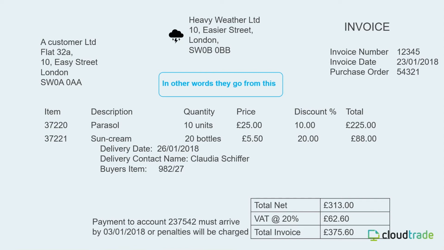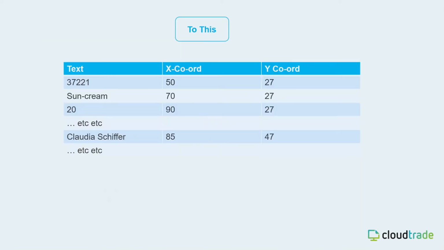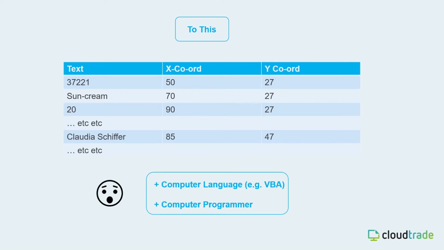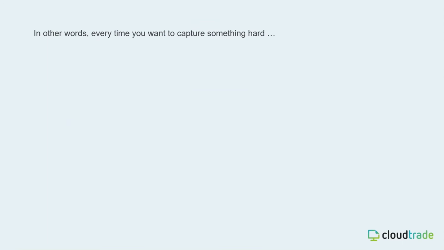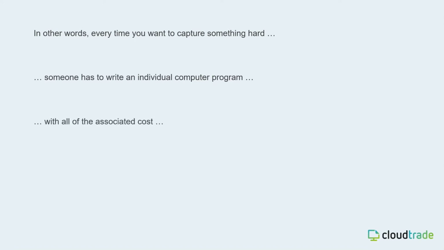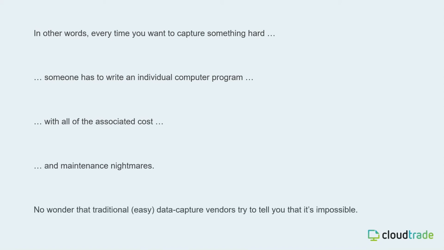into a collection of data and coordinates, and just let a computer programmer using something like VBA sort out the headache. In other words, every time you want to capture something hard, someone has to write an individual computer program with all of the associated cost and maintenance nightmares, which is no wonder that these traditional easy data capture vendors try to tell you it's impossible.